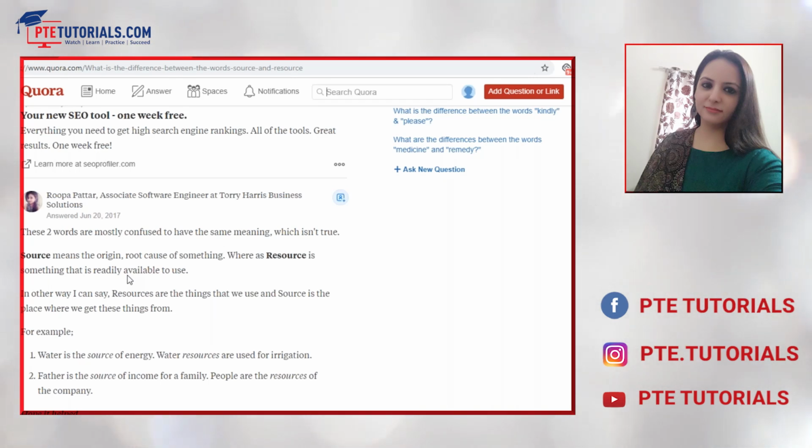You remember in some of the write from dictation, you get the word resources, and at that time, the next words are like presentation, assignments, or library resources. Whenever you say library resources, this is the basic difference. Source means from where it is actually originating, and resource means you just go and the thing was present there, you just used it. That's it.